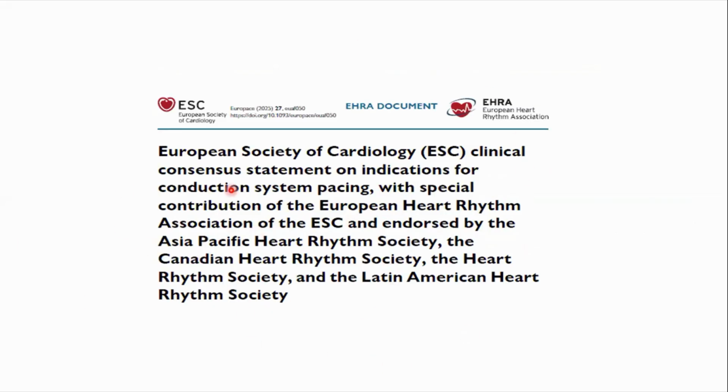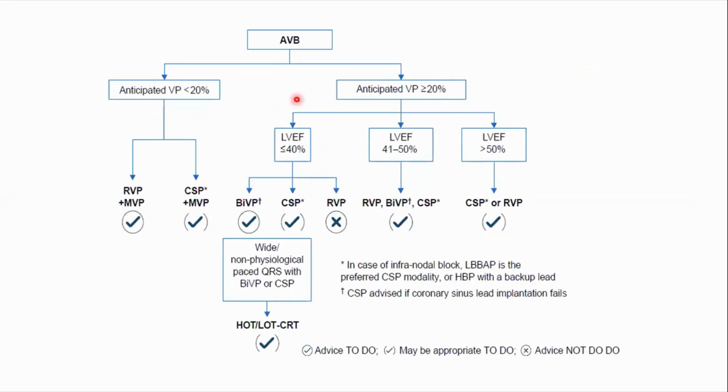Now we go to the ESC consensus statement on the indications of conduction system pacing, and it's fresh. It came out in 2025, this year, and it's actually simple and nice. You have 3 scenarios, which are AV block, heart failure, and those with atrial fibrillation and uncontrolled heart rate.